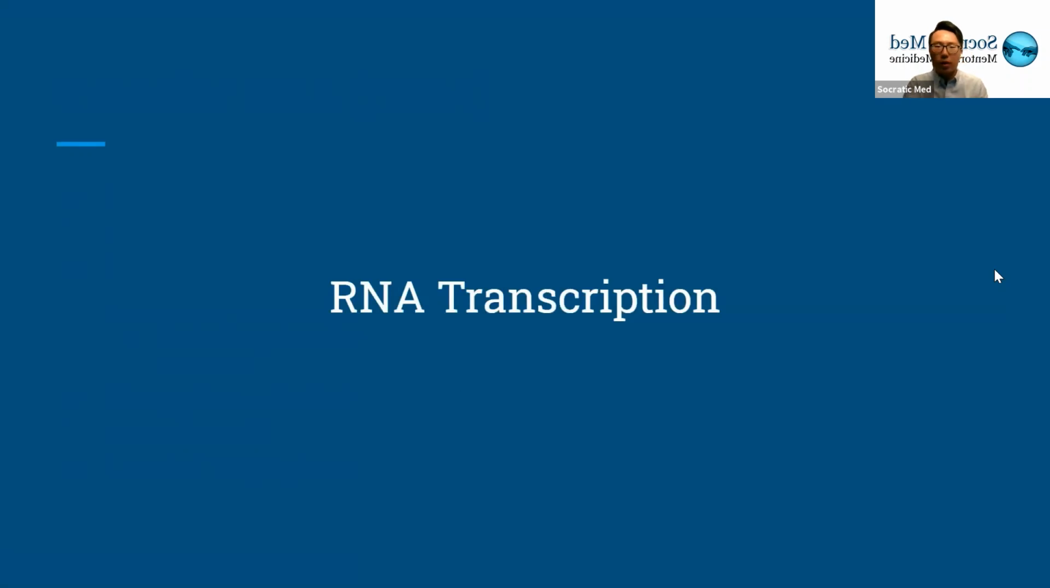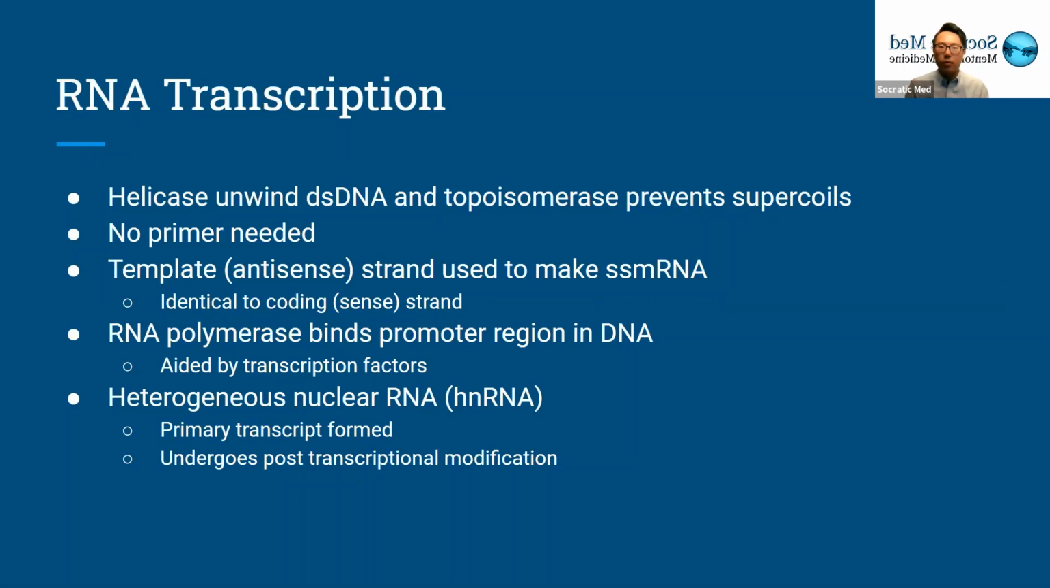RNA transcription. So this is how we use the DNA in order to make RNA. Similar to DNA transcription, helicase unwinds the double-stranded DNA, and then topoisomerase prevents supercoils.